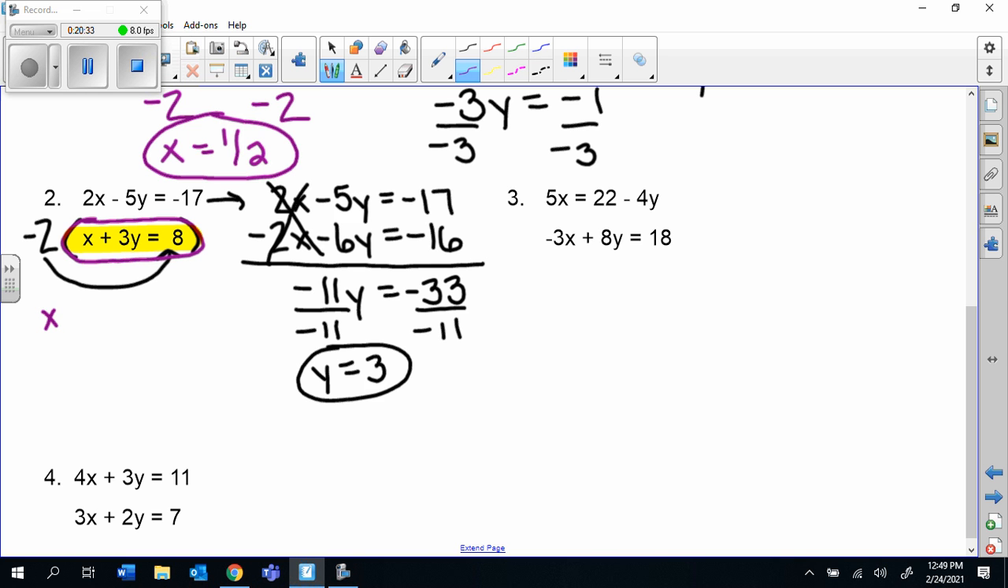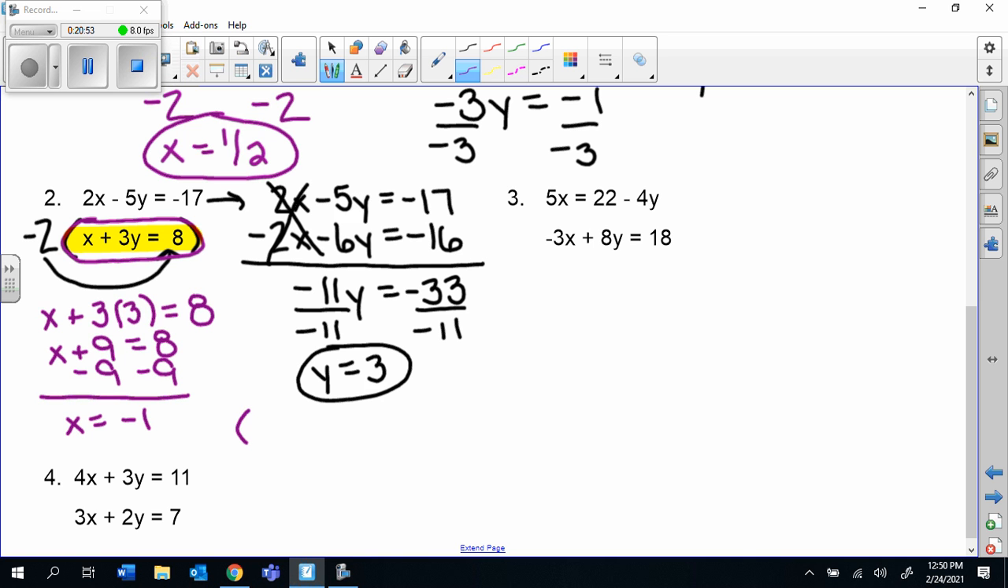So we're going to go x plus 3 times 3 equals 8. So x plus 9 equals 8. Subtract the 9. And x equals -1. Write it as an ordered pair. And we're good.